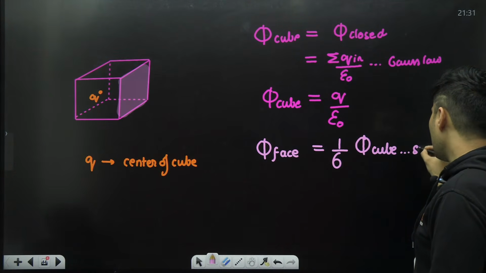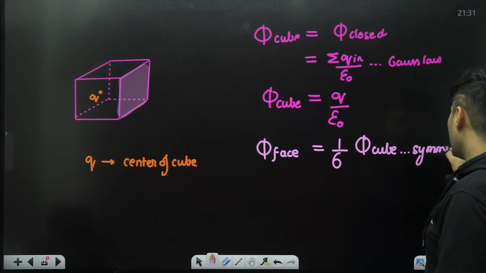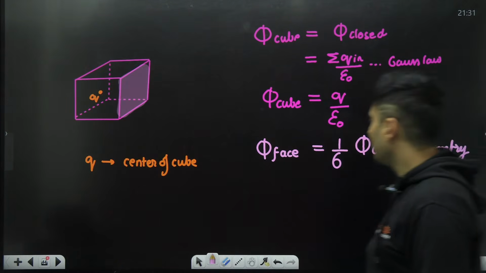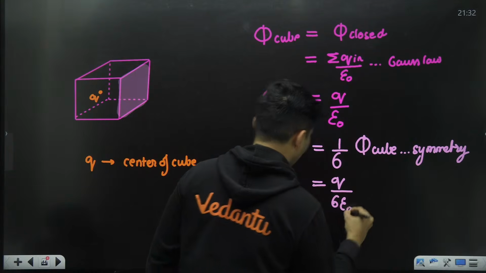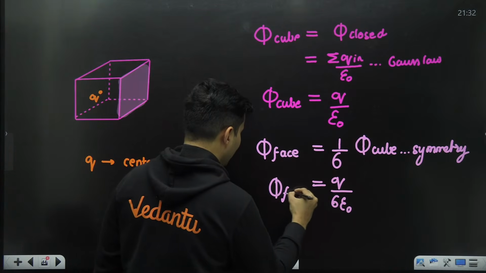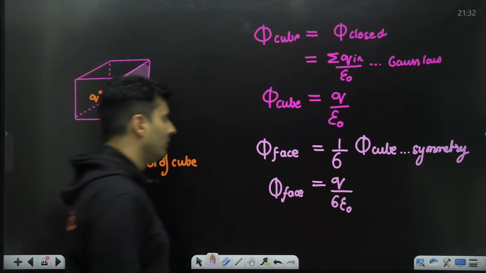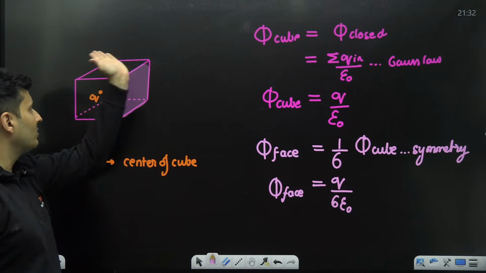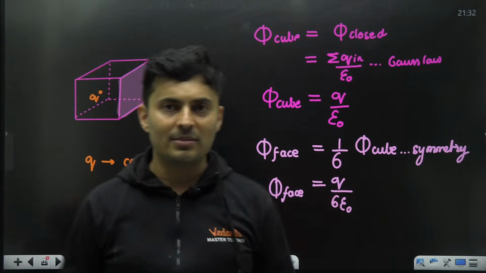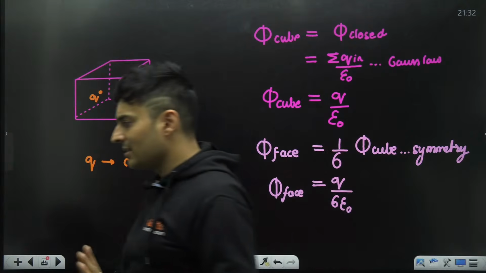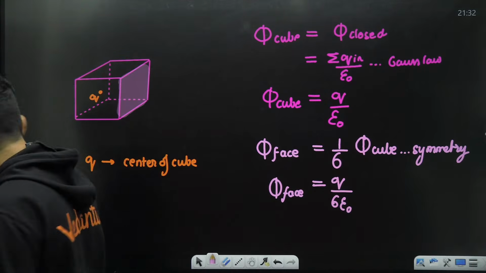This is completely by symmetry. So therefore, this should be Q by 6 times epsilon naught. That is the flux through the face of that cube. So 1/6, 1/6, 1/6, 1/6, 1/6 everywhere. So total will be Q by epsilon naught. Everybody understands this? Perfect? Okay.